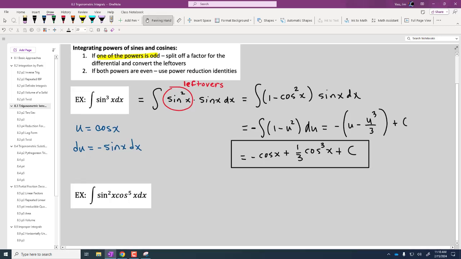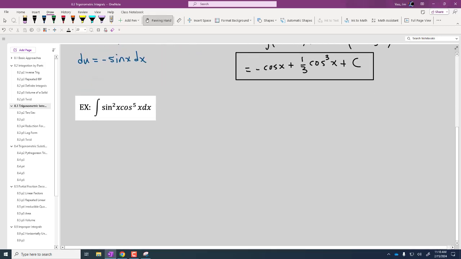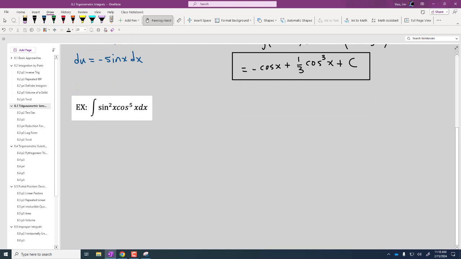Okay, so here's one that has both sines and cosines. The rule says if you've got a product of powers of sine and cosine, and one of them has an odd power, pull one factor off, creating leftovers that have an even power, and then convert the leftovers to the other function. So let's go. Cosine has an odd power, so we're just going to let the sines linger. We're going to pull off one cosine and feed it to the differential.